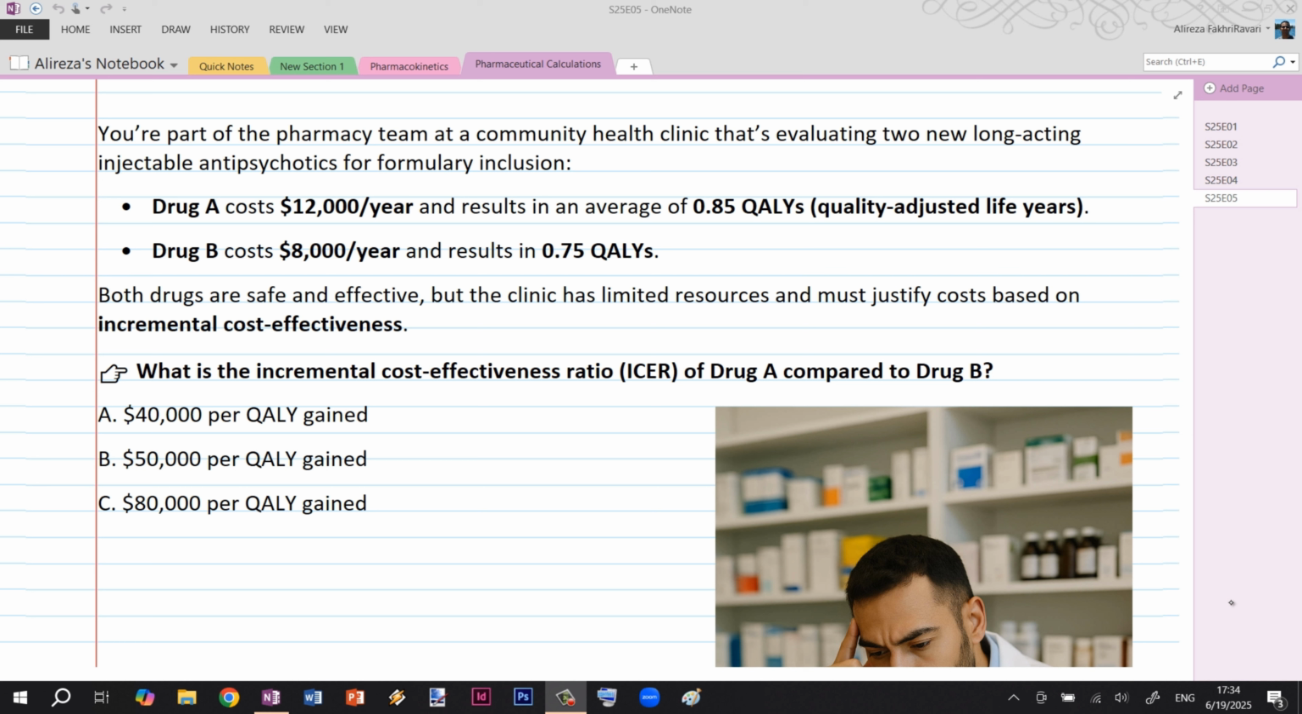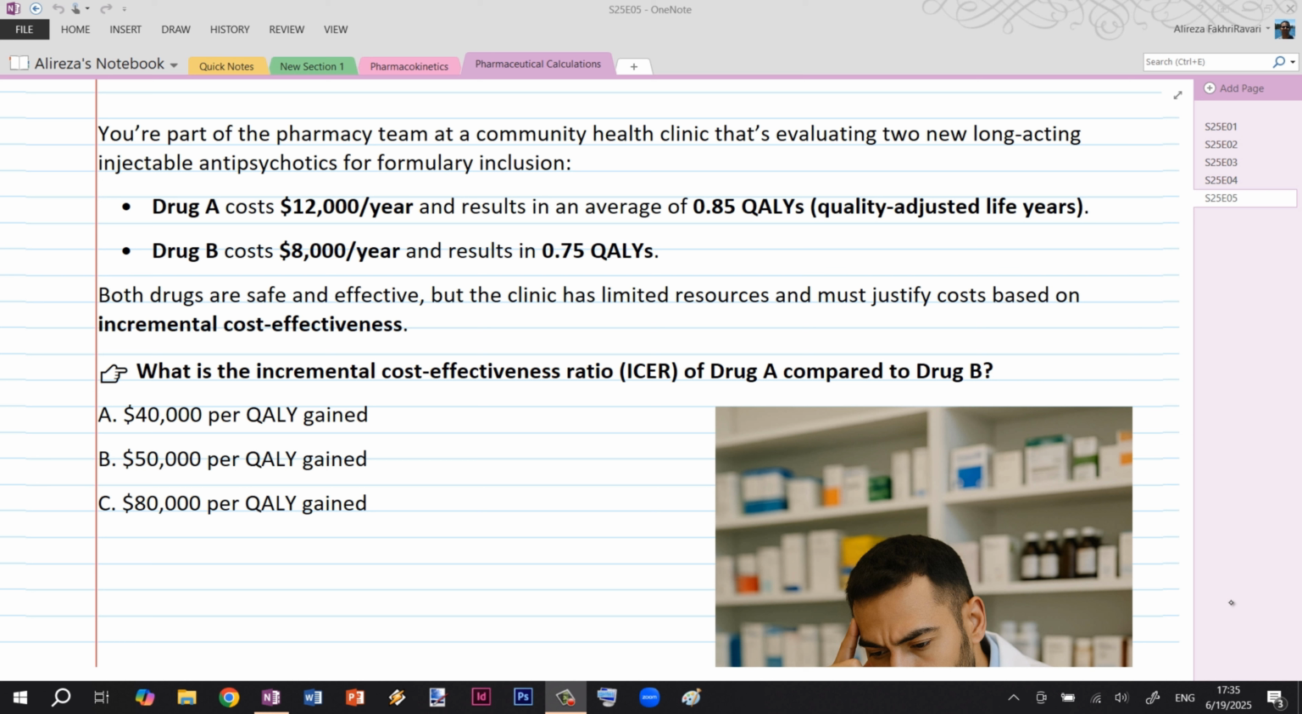And here's the problem. You're part of the pharmacy team at the community health clinic that's evaluating two new long-acting injectable antipsychotics for formulary inclusion. Drug A costs $12,000 per year and it results in an average of 0.85 QALY, or quality adjusted life years. Drug B, on the other hand, costs $8,000 per year and results in 0.75 quality adjusted life years.